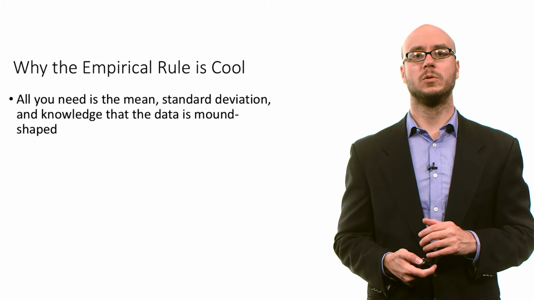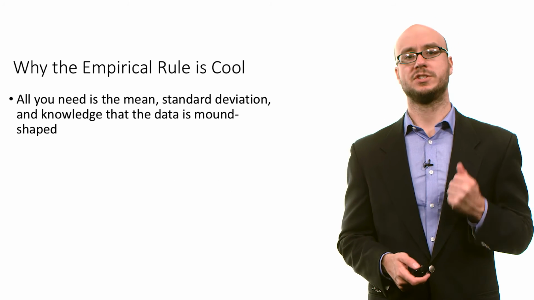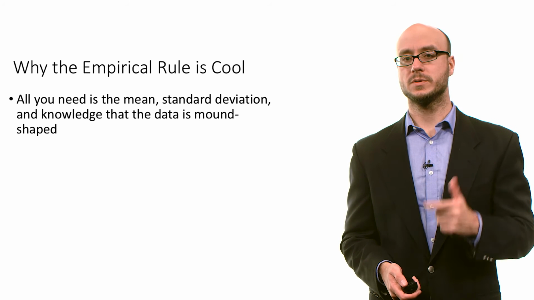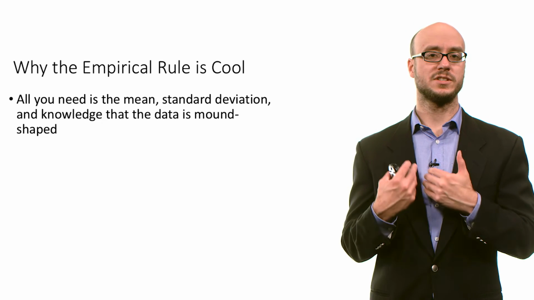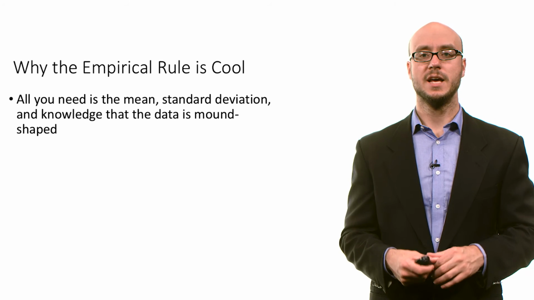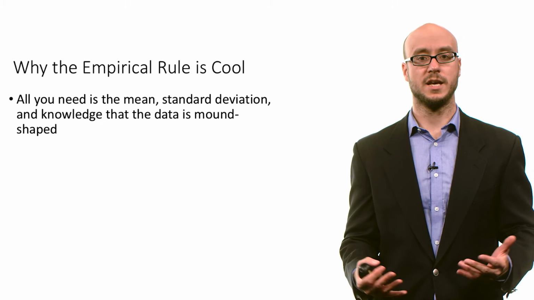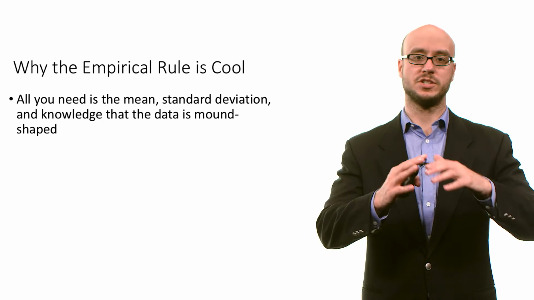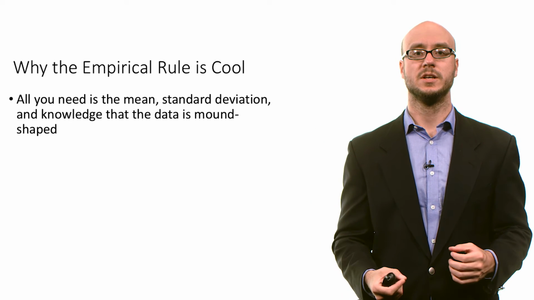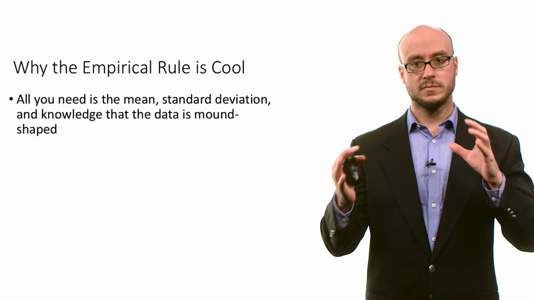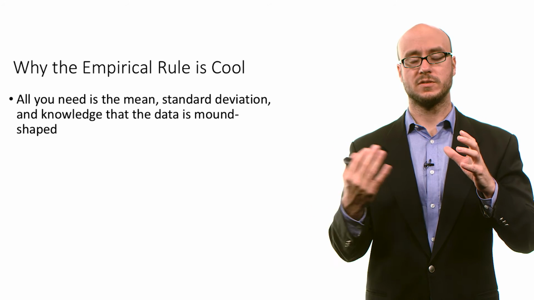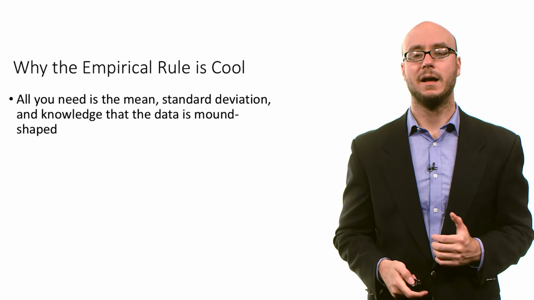This is actually quite cool because you don't need that much information. All you need are two numbers, the mean and the standard deviation, and just some general knowledge about the distribution of the data, and yet you can come to these conclusions and say, most people are within this range, 95% of people are within this range, and you can make conclusions about whether certain values you'd expect to be unusual or not.